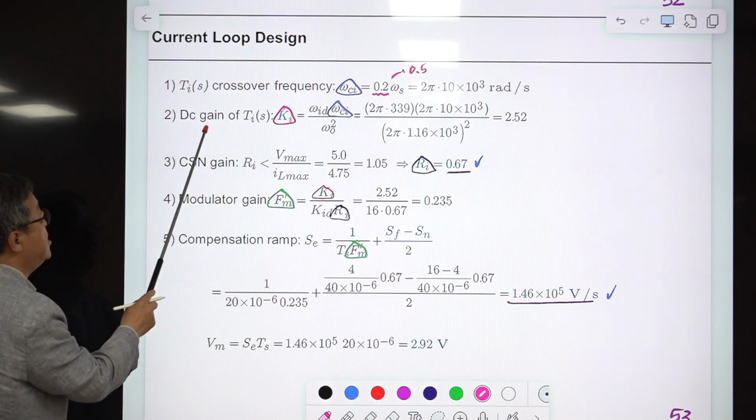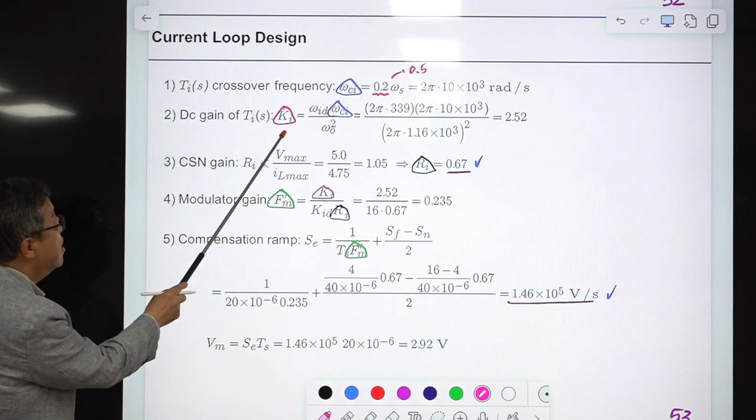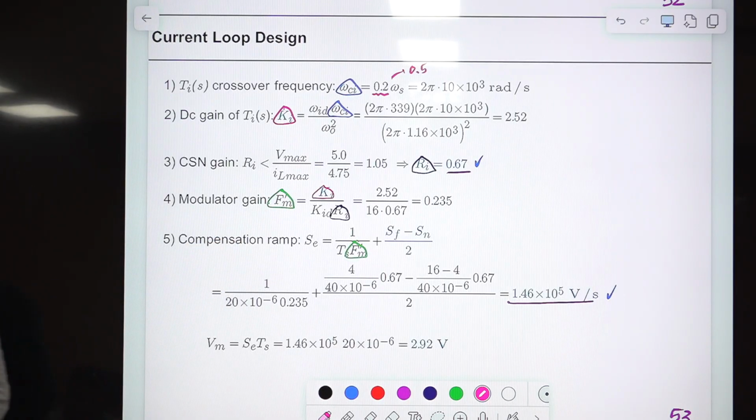Then this is the DC gain of the current loop, not the current loop gain, K_I, which is given by this. So you evaluate this. So with this number, you evaluate this, and this K_I will be used later here. So K_I will be used here, okay? So they are combined. This is something else.